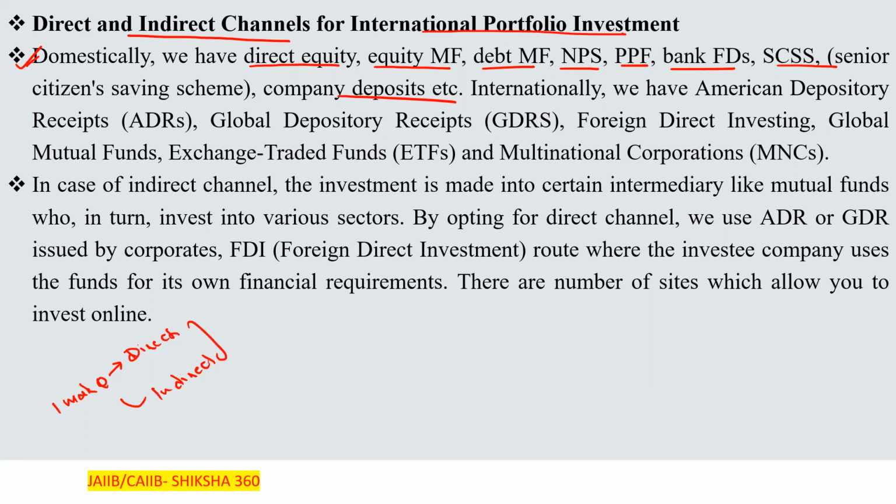So we have both, domestically as well as internationally. Domestically we have already discussed direct equity, mutual funds, debt mutual funds, NPS, PPF, bank FD, senior citizen savings scheme, company deposits, etc. On the other side, internationally we have ADRs, American depository receipts, GDRs, global depository receipts, foreign direct investing, global mutual funds, exchange traded funds, ETFs, and multinational corporations.